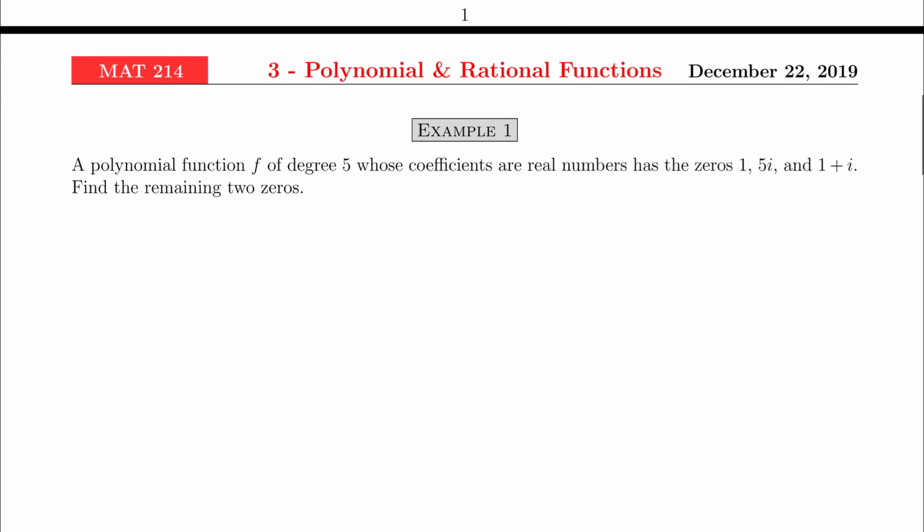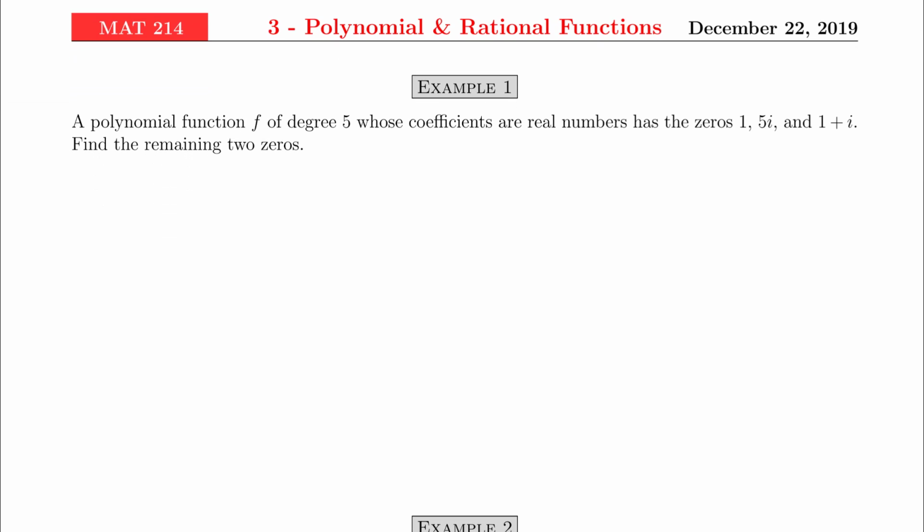So example 1 is relatively straightforward. It says we have a polynomial function of degree 5 whose coefficients are real numbers, and it has the zeros 1, 5i, and 1 plus i. Find the remaining 2 zeros. Well, if we look back at the complex conjugate theorem, let me make a list here of what we already have.